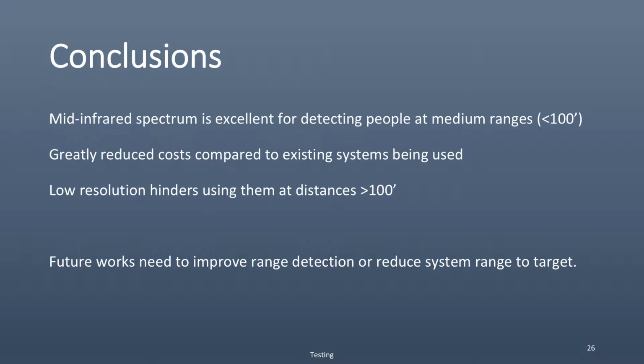be only 86 feet. So to improve this, future work would need to improve the range detection, whether it's to take a look at infrared-friendly non-glass lenses for optical zooms, or develop a system, whether it's fleet flying patterns or what have you, where it reduces the overall system's range to the target to less than 100 feet, so it's acceptable.